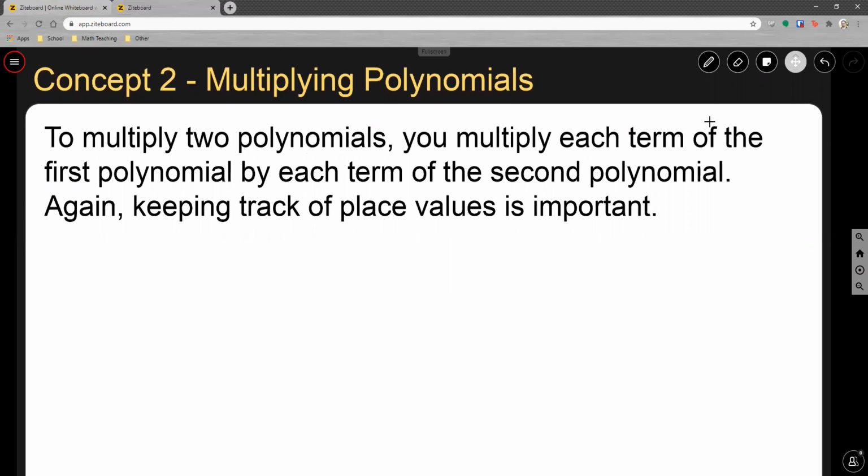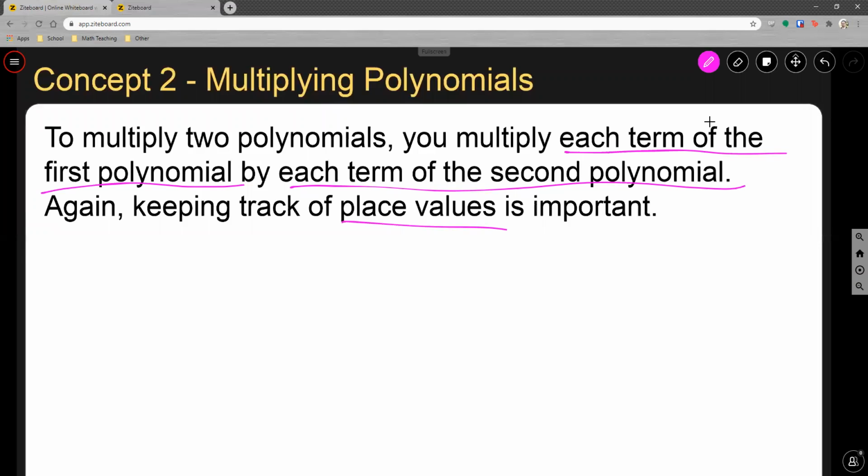So the key here, it's very similar to multiplication when we just deal with regular numbers. I'm multiplying each term of the first polynomial by each term of the second polynomial. And again, keeping track of the place values is important.